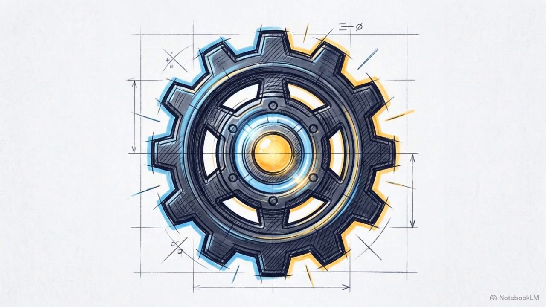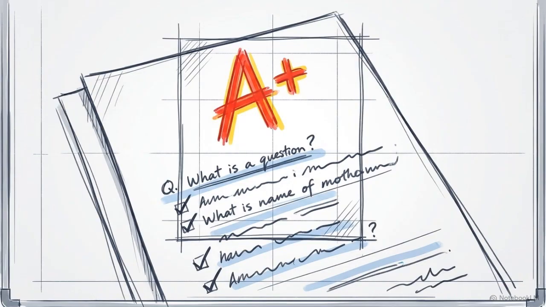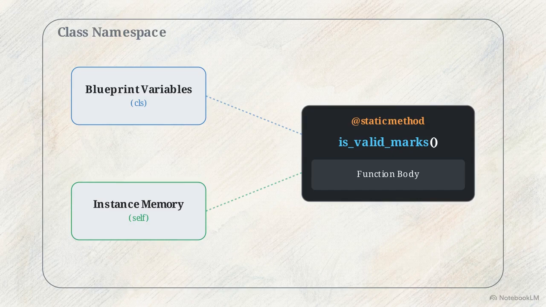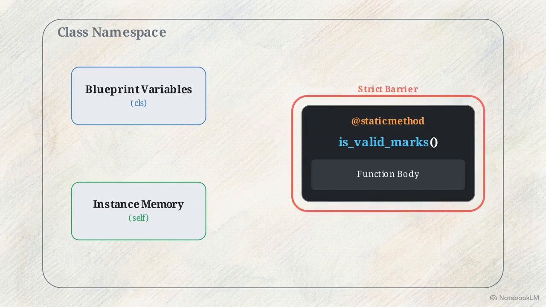There is a third case, utility logic. A function validating a test score doesn't need to know anything about a specific student or the school's overall configuration. Using @staticmethod removes the implicit binding process entirely. In this mode, Python passes nothing into the function signature. The static method is architecturally isolated. A strict barrier blocks its access to instance data and shared blueprint variables.